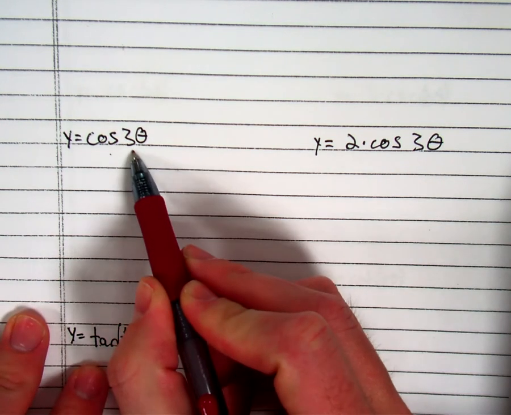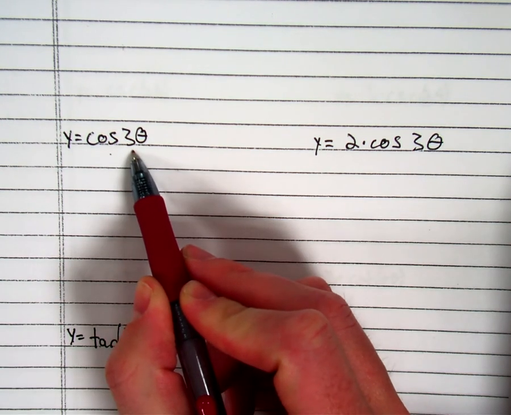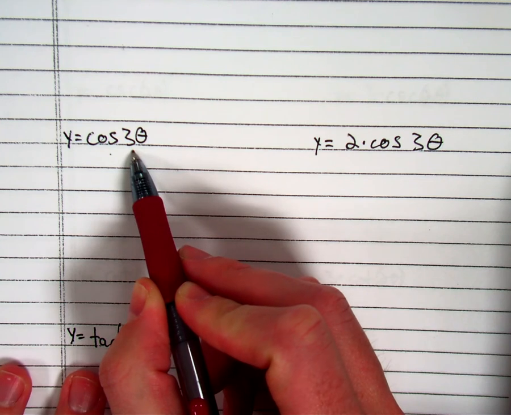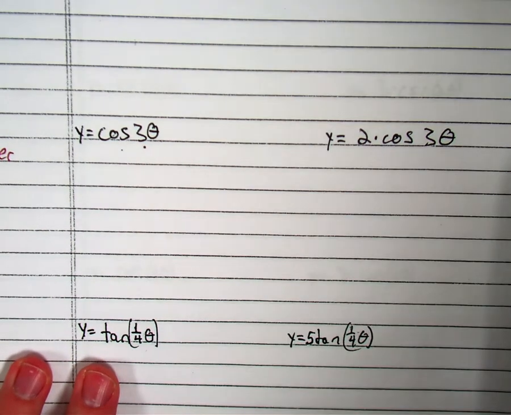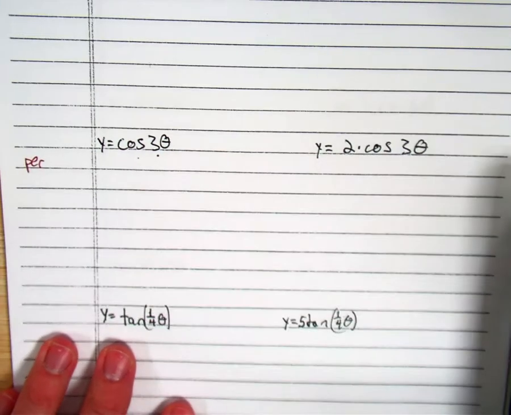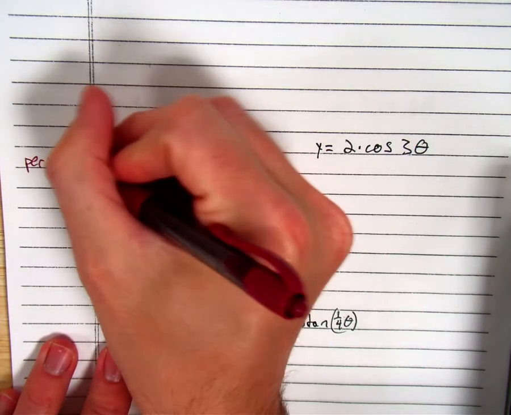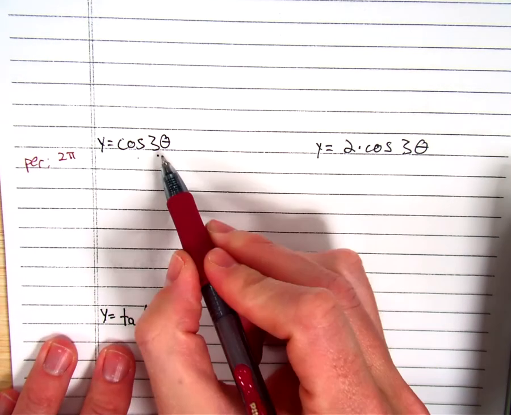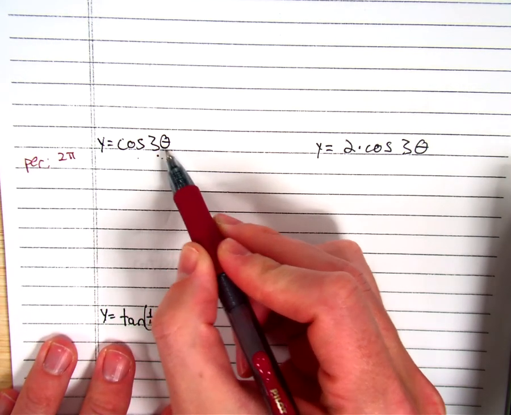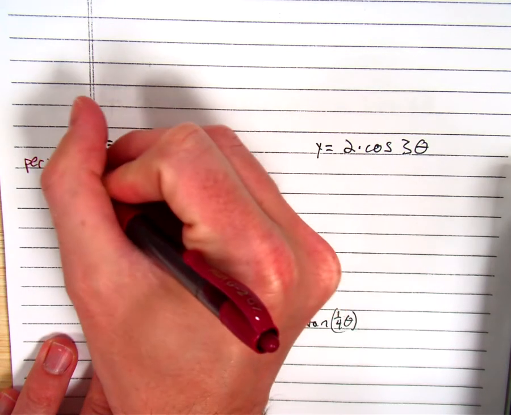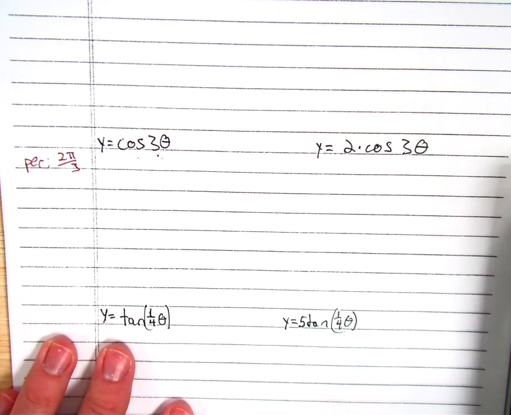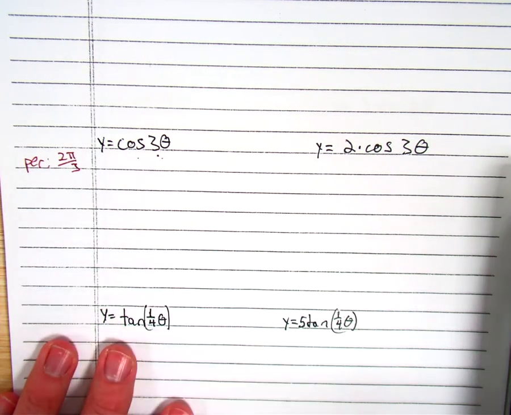So the 3 multiplier on the inside next to theta, that's going to be your period adjuster. Zoom out just a touch, I guess, here. Okay, so our period is normally 2 pi. But we got this times 3 on the inside next to theta. That's going to make us get done 3 times as fast. So I divide that by 3. So there's the period, 2 pi over 3.